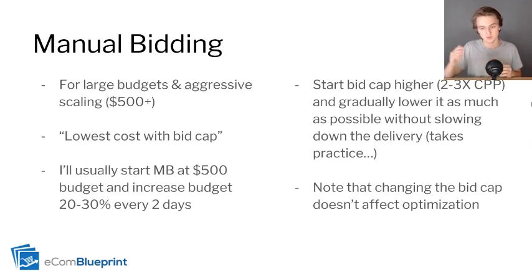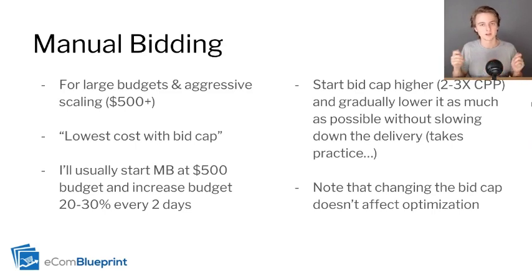And so what you want to do is gradually lower the bid cap as much as possible without seeing a slowdown in the delivery. As you start lowering the bid cap, Facebook will spend your budget slower. And so you want to keep lowering it as much as possible without Facebook completely stopping the delivery and almost not spending on your ad set anymore. This takes practice, but basically you want to find the sweet spot where you have the lowest bid cap possible with Facebook still spending all of your budget. So that's what manual bidding is all about.